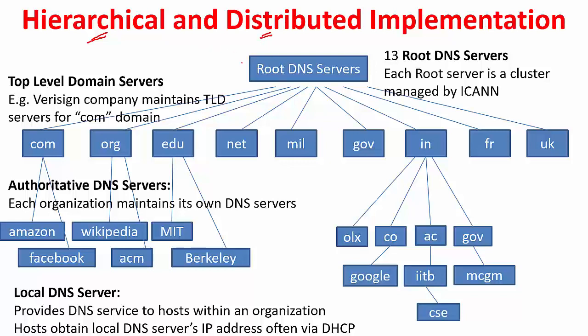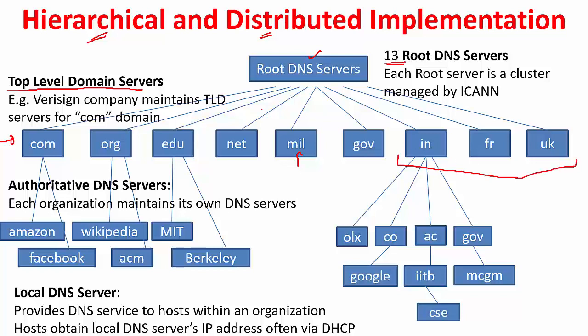At the very top, there are something called root DNS servers. There are about 13 of them. And the next level of hierarchy are top level domain servers. Some of these you may have heard of: com, org, edu, net, mil for military, gov for government, in for India, fr for France. So these are country level domains.